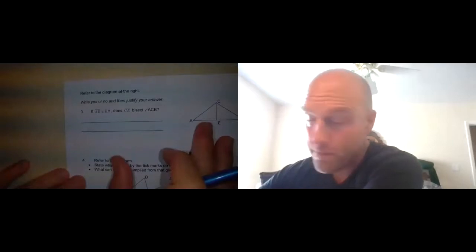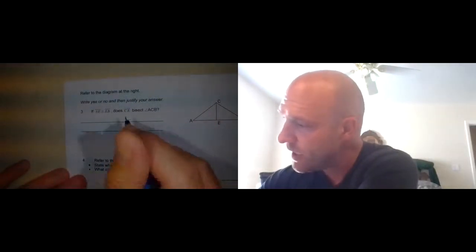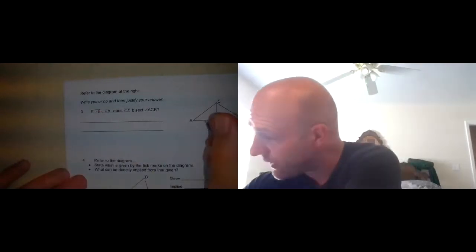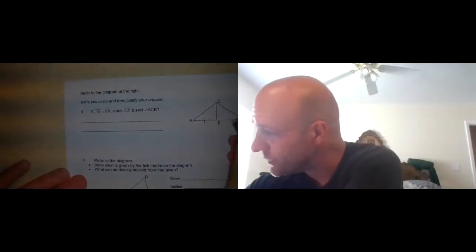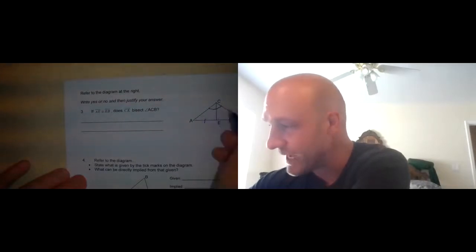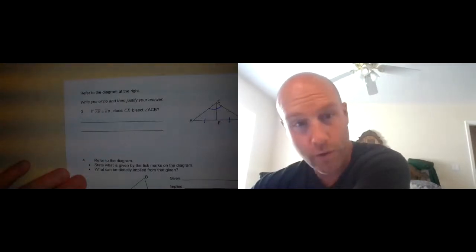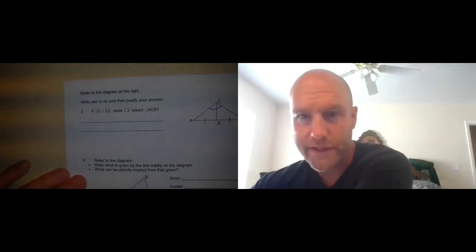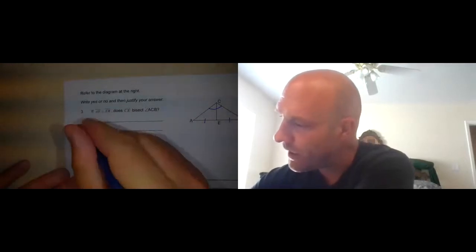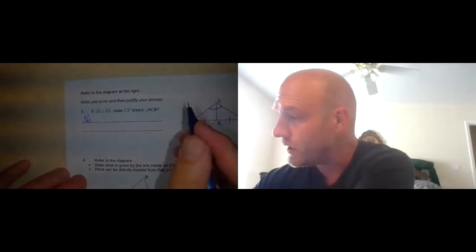Okay, I got a few people on this one. Write yes or no, and then justify your answer. Is AE congruent to EB? Does CE bisect the angle ACE, this big angle? Does it get split into two congruent angles if those two segments are congruent? Sure looks like it, but that's almost the sucker's bet there, because the answer is, in fact, no.